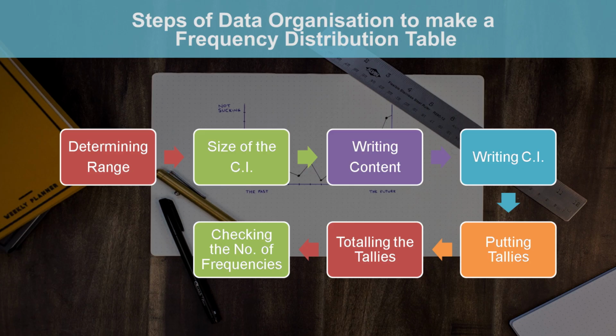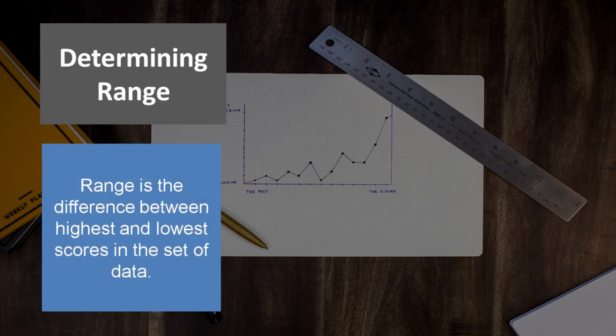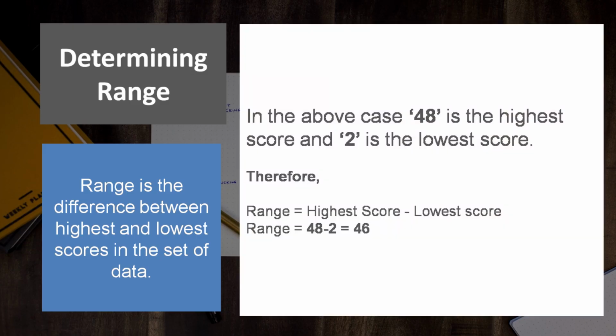Let us go forward to understand how you can prepare a frequency distribution table using these 7 steps. Here you see the first step is determining the range. Range is the difference between the highest and lowest score in the set of data. In the above case, 30 scores are there. 48 is the highest score and 2 is the lowest score.